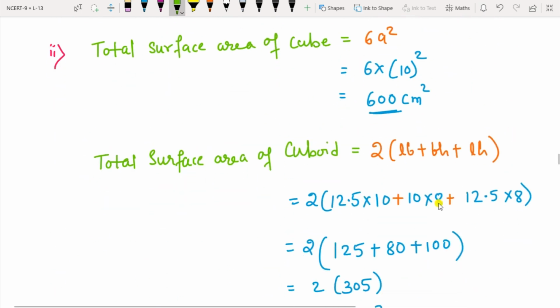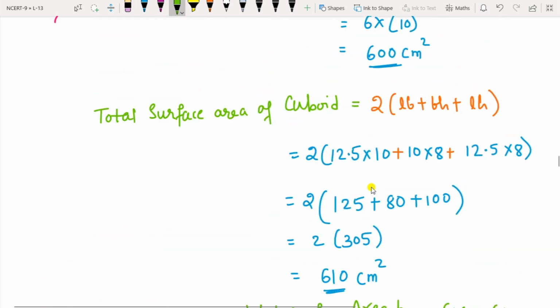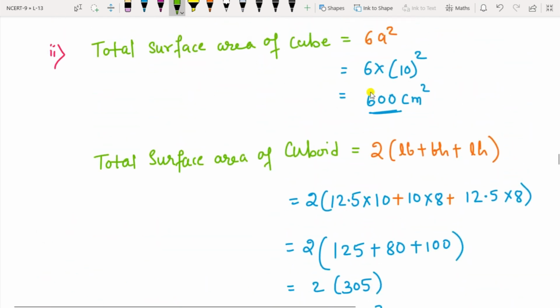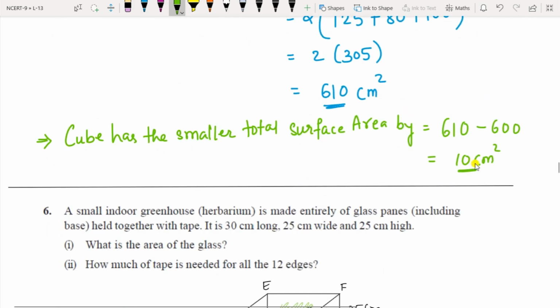Similarly, you have to find the total surface area. For the cube it is 6a square. Substitute the values, you get 600 centimeters square. Then find the total surface area of the cuboid, substitute the values, and you get 610 centimeters square. So the total surface area of the cuboid is greater, that means the cube is smaller, by 10 centimeters square. That was your question number 5.